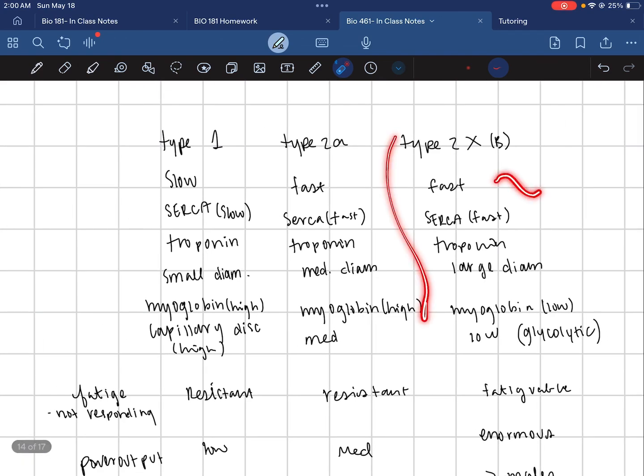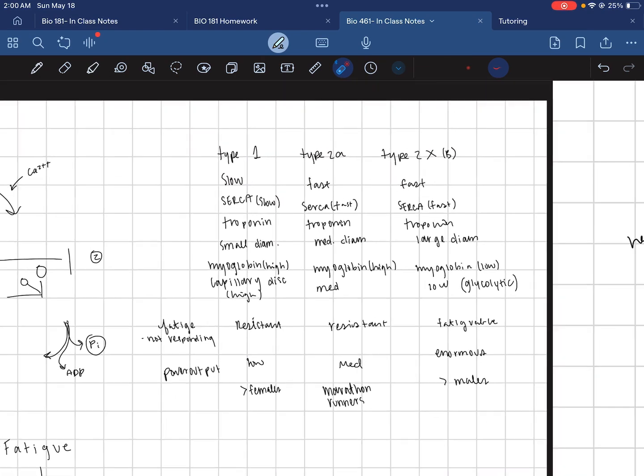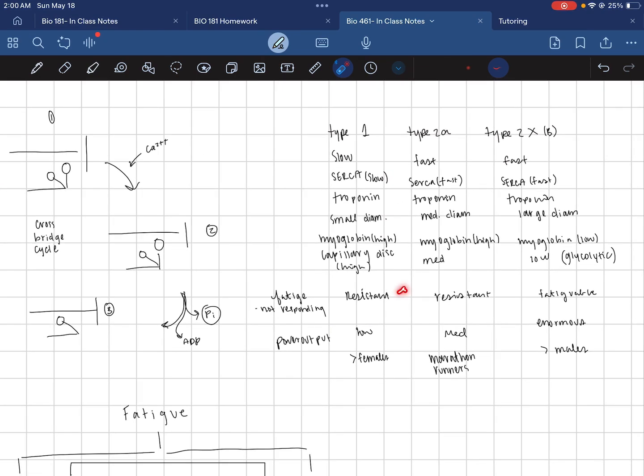And then we have the type 2X, which is fast as well, SERCA pump, which pumps calcium out fast, troponin. It has a larger diameter, but it has a lower amount of myoglobin, and a low glycolytic process. Fatigue and not responding. So with type 1, we are fatigue resistant. Same with type 2. So with these ones, you could say that this would be, let's see.